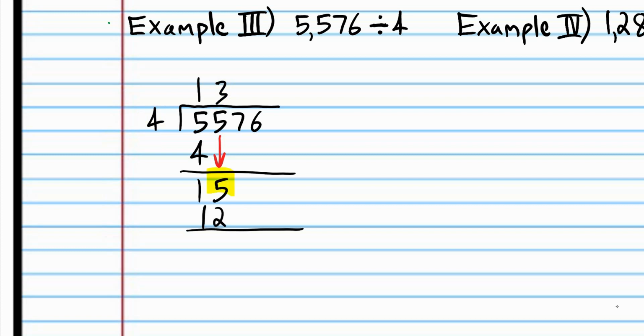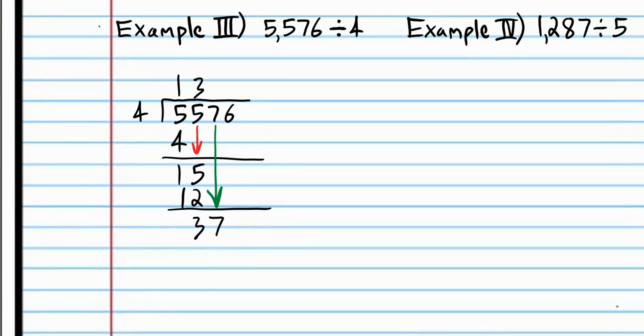Step number 3, we subtract 12 from 15. And we have more numbers, so we'll bring down 7. And we start the entire process over again.